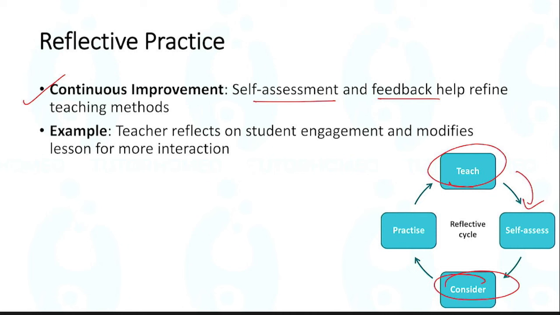Then they consider the feedback of the students, whether the students are getting benefited from their teaching practices or not. Then if they are, what happens? They practice the same teaching method again and again, right? So this is a reflective cycle. They teach, they self-assess, get feedback, then practice. Okay, and if something is not working, they will modify their lessons, right?